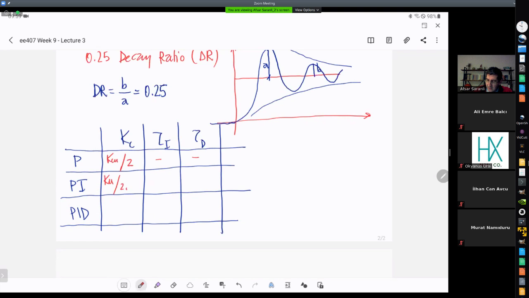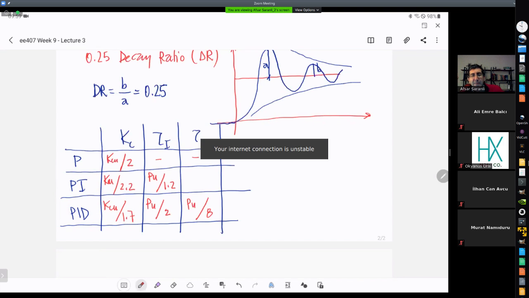So if you want a PI controller, then you go even further. So you divide KCU by 2.2, and also you have PU over 1.2 for the integral time constant. And you have KCU over 1.7 for a PID controller, PU over 2, and PU over 8. Okay, remember PU is a period, so you define the time constants in terms of the ultimate period.